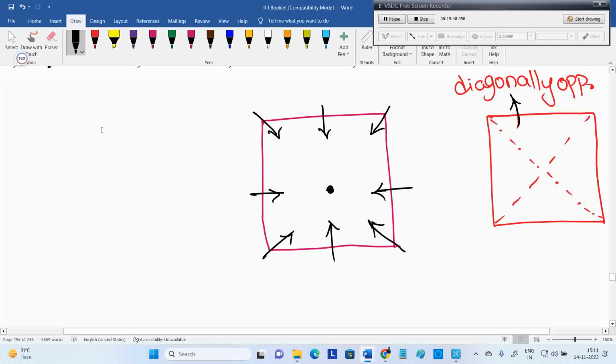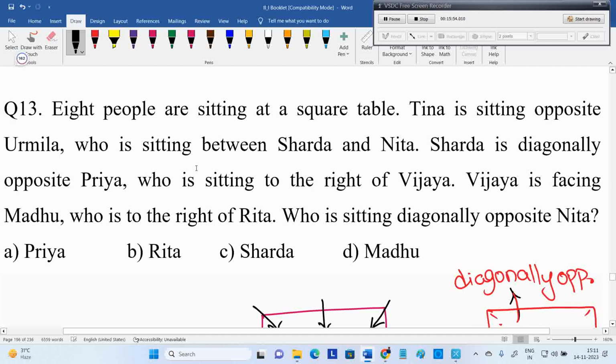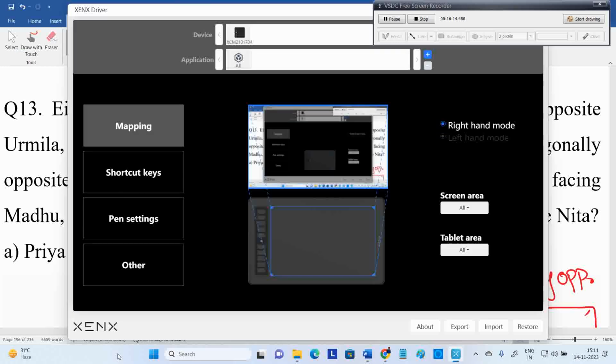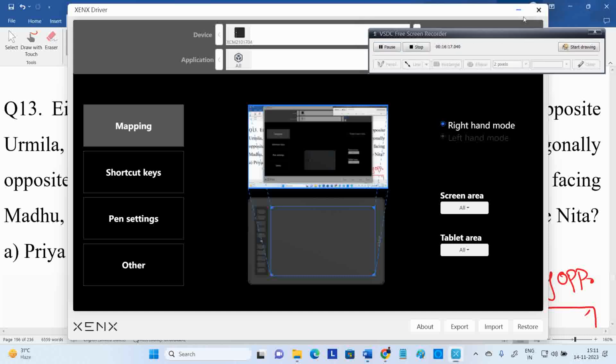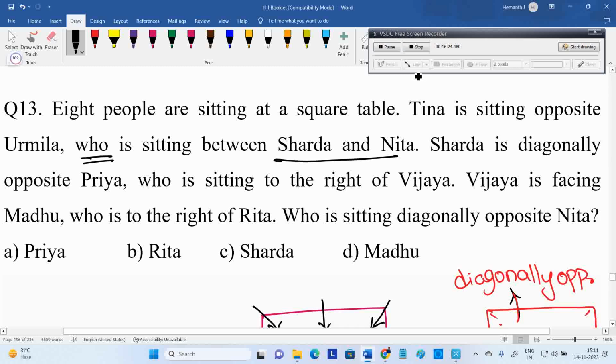Right, now let's see about the question, what they given. Tina is sitting opposite Urmila, who is sitting between Sharda and Nita. And I hope you know when they use the word who, this Sharda and Nita will come under what? Urmila, because of the word who, this Sharda and Nita will be related to Urmila.